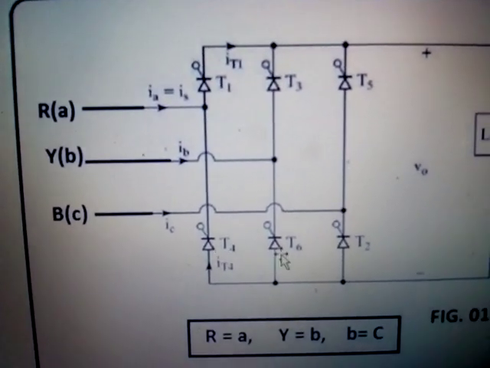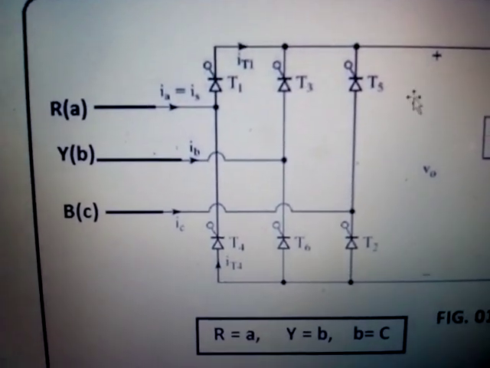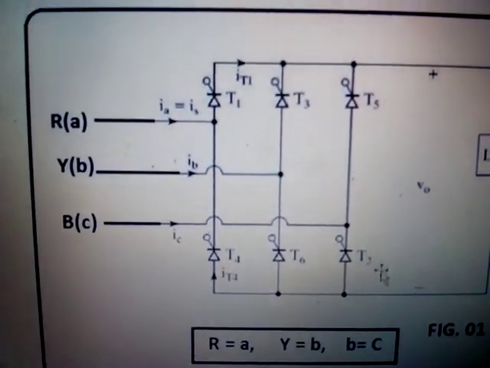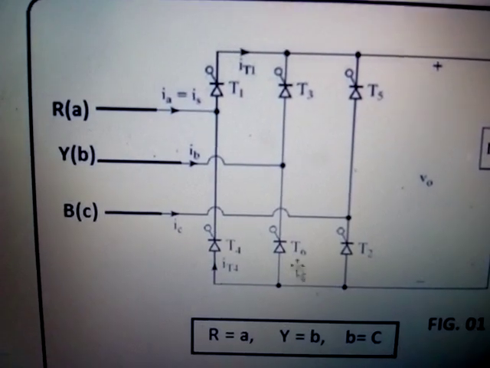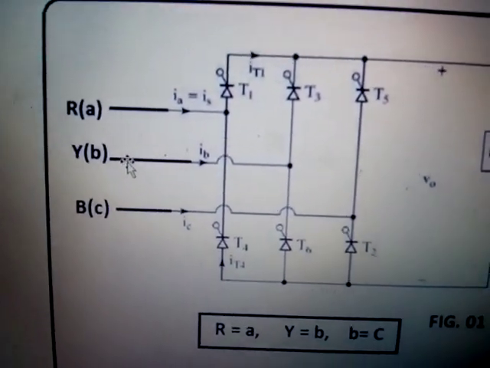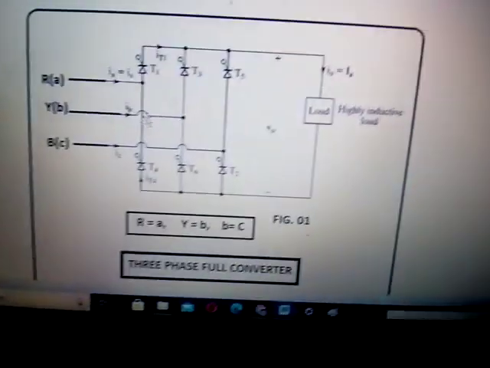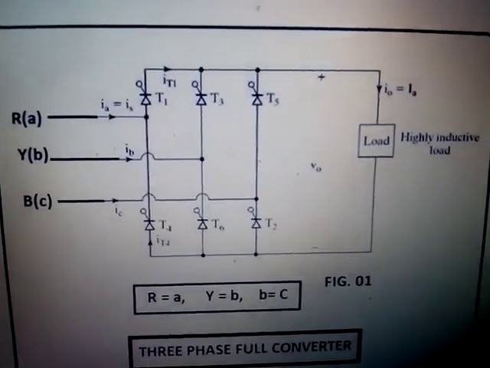2, 4, 6. 1, 2, 3. So here are the even numbers and here the odd numbers. RYB is the phase sequence, and this is the load.